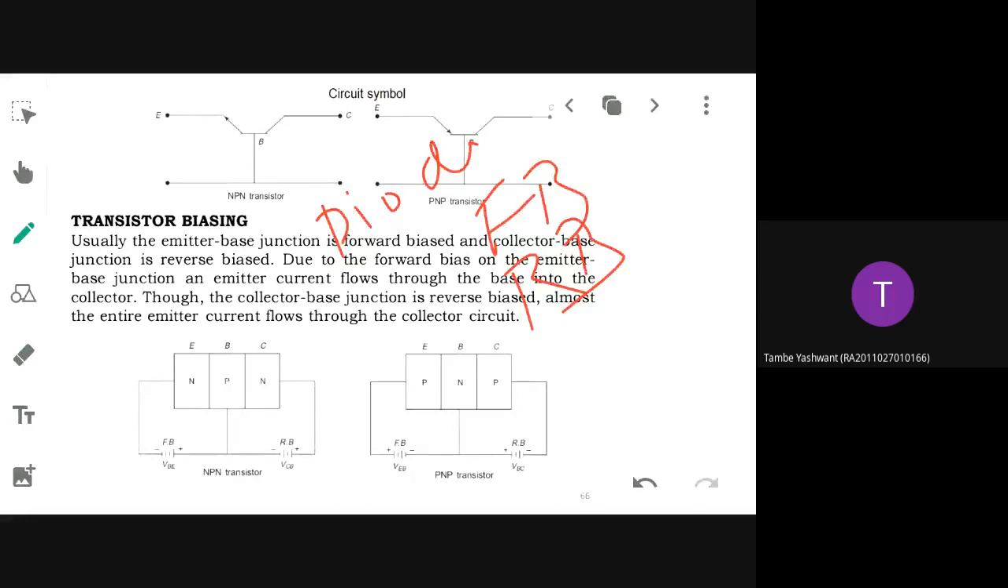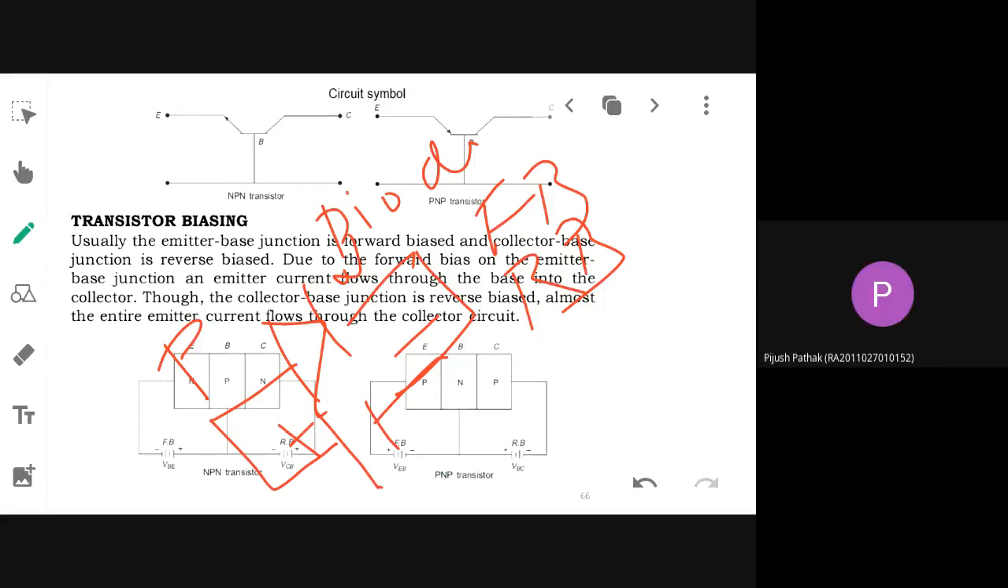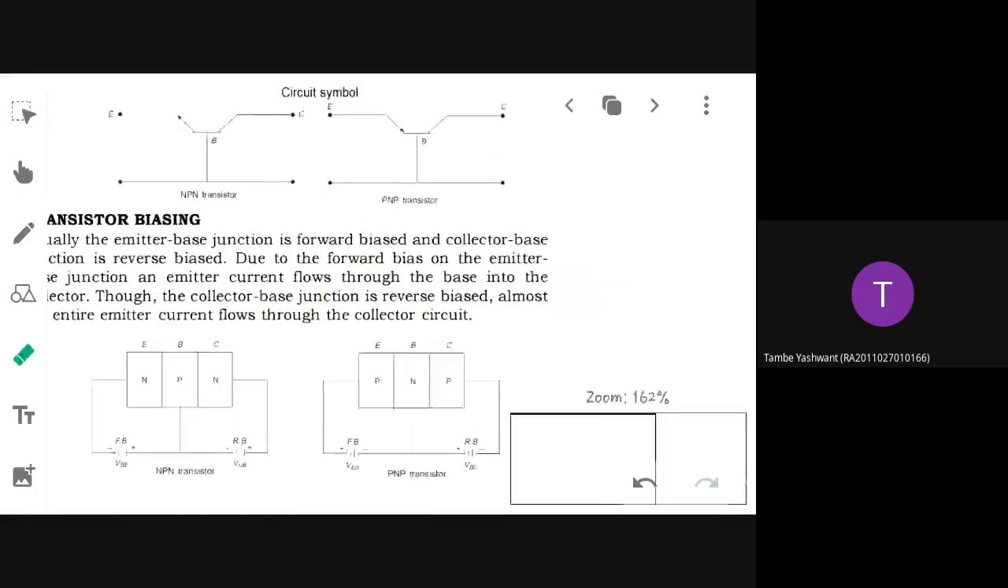Suppose if this is a diode, in which case will it be forward bias? Here positive, negative, PN. So what type of biasing is this? Forward bias. Suppose if I am reversing it, then it will be reverse bias. You know all these things. Now in the same way, you need to know what is transistor biasing, in what manner it will be biased.